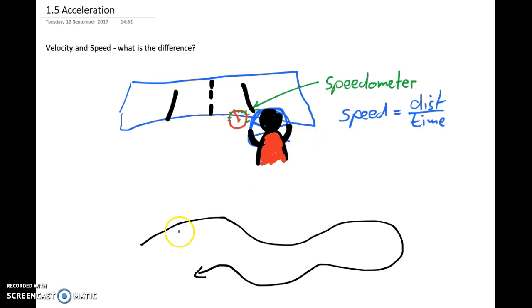Now, the thing about speed is it doesn't take into account which direction you're going. If you're in a car, you can drive in a very zigzaggy or wiggly path, and your speed could stay constant for this whole journey. So if you're looking at your speedometer and you're following this funny wiggly path, you could keep the speed exactly the same the whole way round, so your speed is not changing. However, your velocity is changing. And I want to talk about how velocity is different.